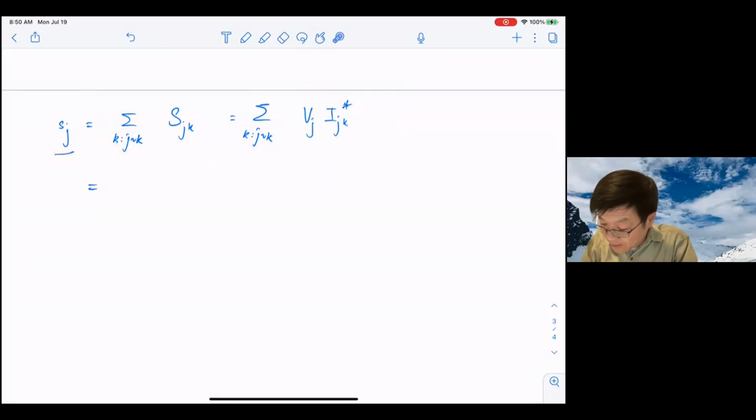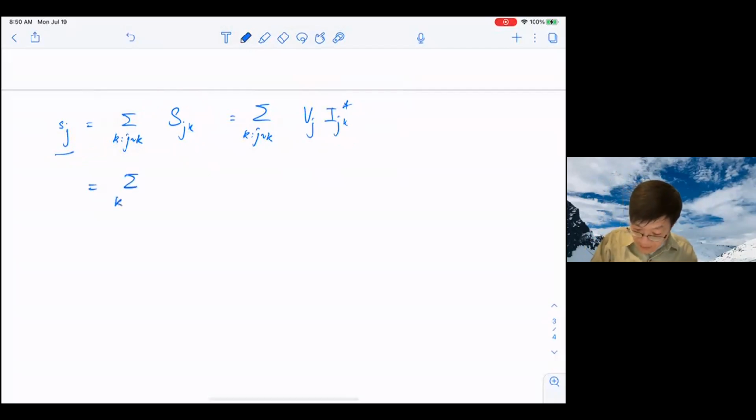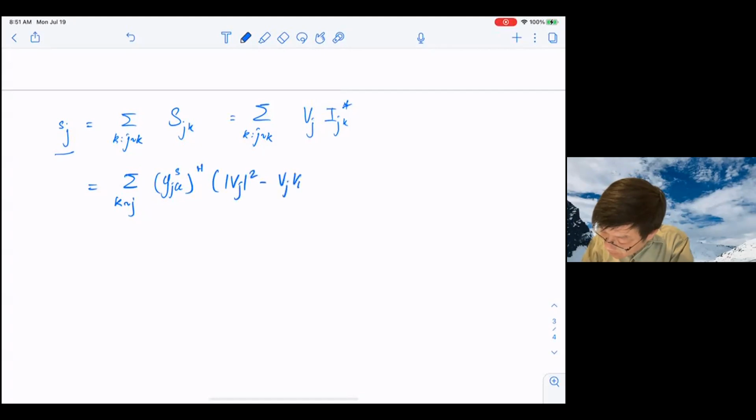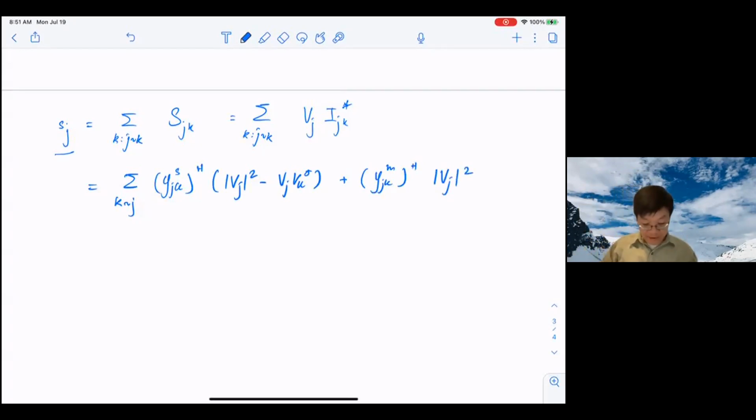So the power injection Sj is related to the line flow, the power on the line from j to k, by power balance, and Sjk is Vj times Ijk star. If you write this out, this will look like a summation over k of Yjk star. I use H for the Hermitian product of a matrix, but H for a scalar is also just a complex conjugate. Vj square, Vj Vk star, plus Yjkm H square.